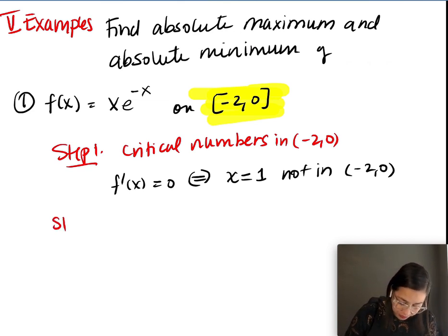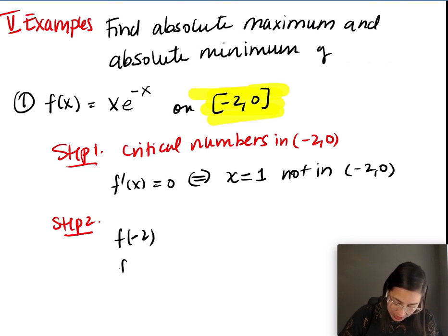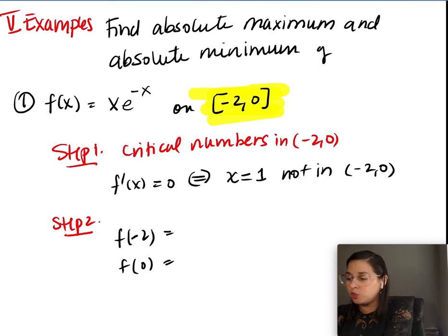Step 2, you substitute the critical numbers and the endpoints. So step 2, what do we get when we do f of -2? What do we get when we do f of 0? And then the largest will be my maximum, the smallest will be the minimum, the absolute maximum, absolute minimum.